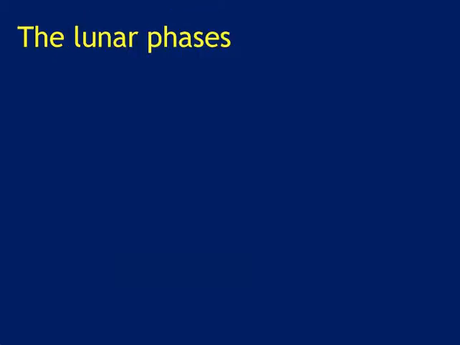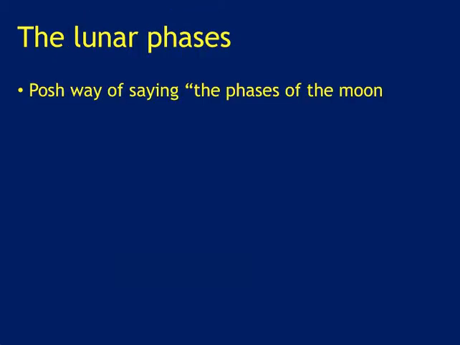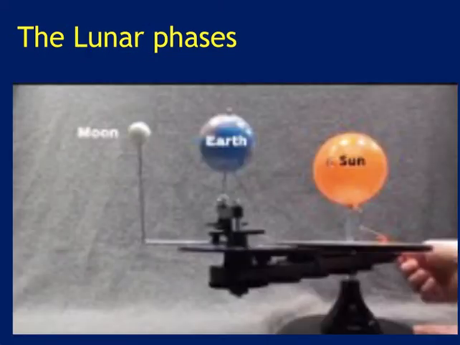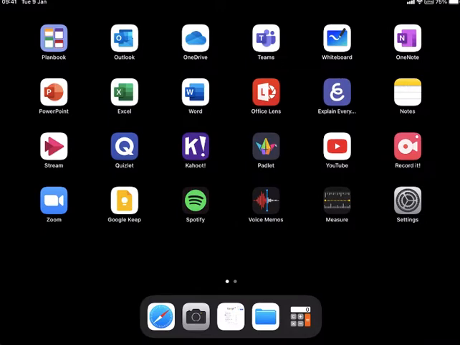Now we have to talk about the lunar phases, and the lunar phases are just a posh way of saying the phases of the moon. So the lunar landing is the moon landing. So lunar is what they use to refer to the moon. And again, we have another video, and we would have done this again differently in school, but we will put this on for you now.